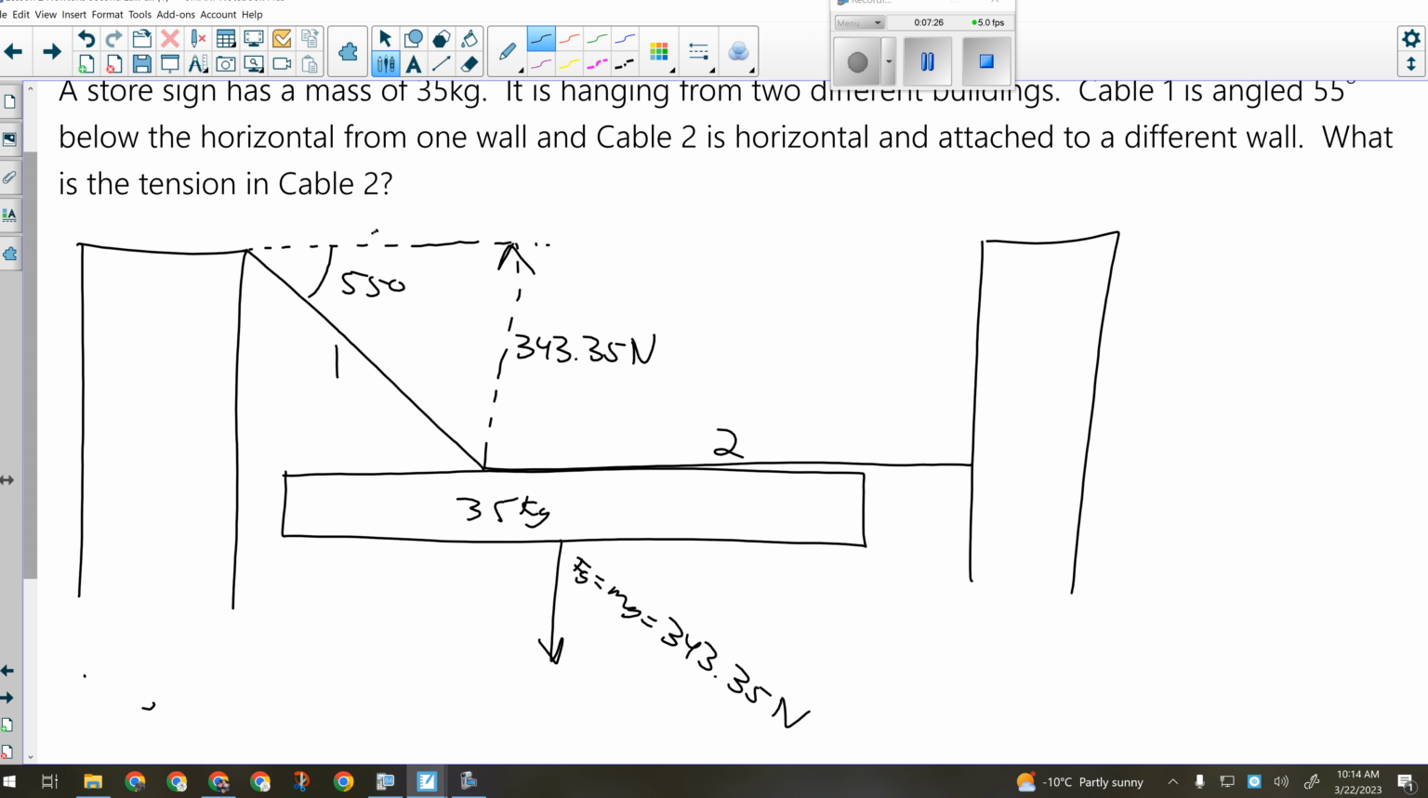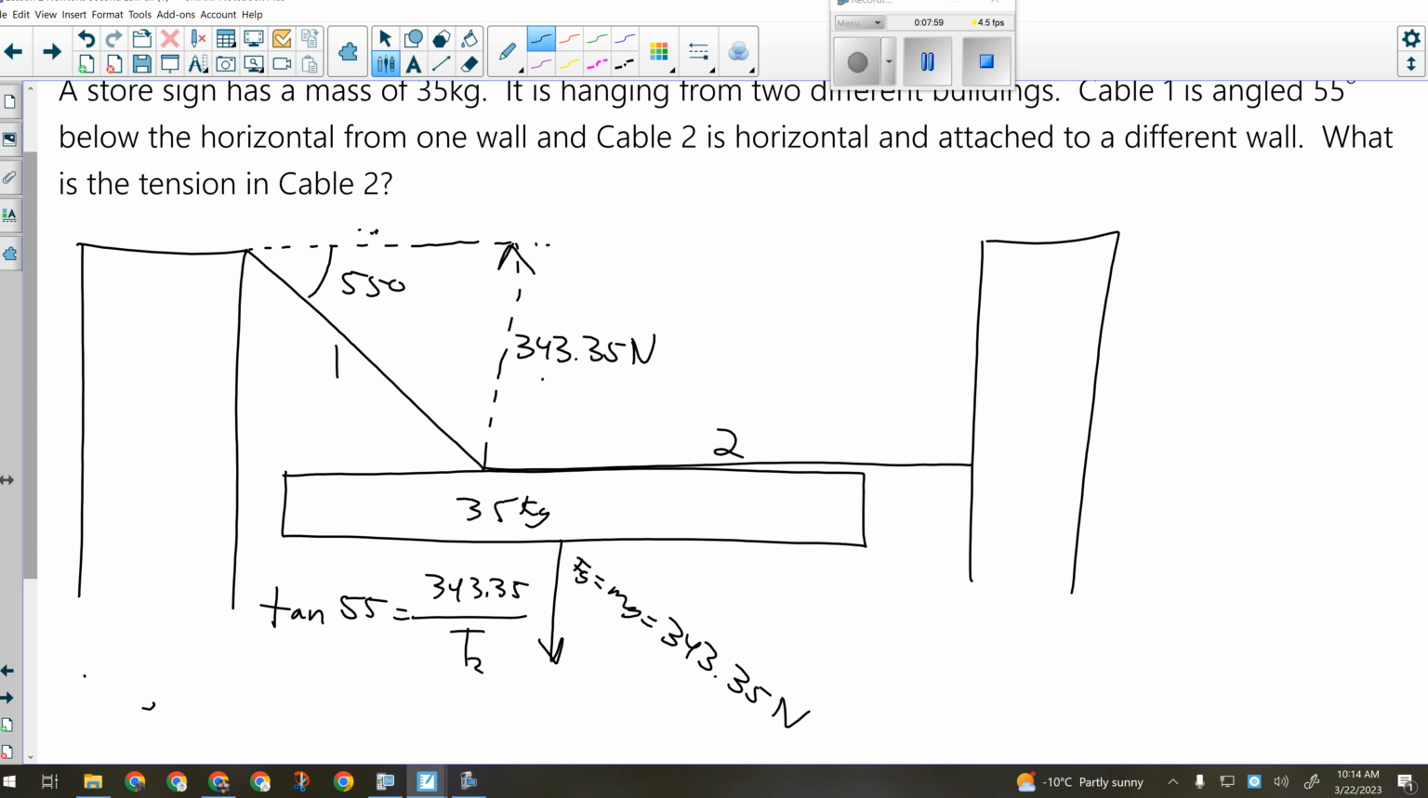Okay. So I can find this side here because I know the opposite side, and I'm looking for the adjacent side. What trig function should I use? Tan. Opposite over adjacent, right? So I'm going to say then that the tan of 55 degrees equals 343.35, the opposite side, divided by the tension in cable 2. I shouldn't write a number in there. That'll be the tension in cable 2.